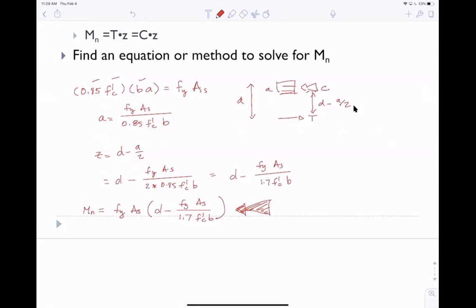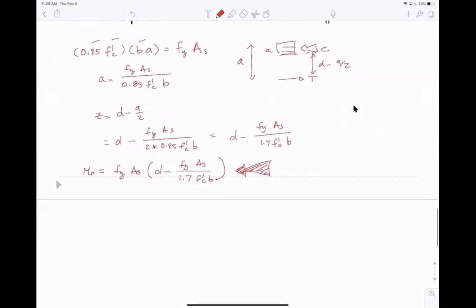But really, I find it easier just to do the numbers. If you want an equation, you could use this. And we're going to non-dimensionalize this equation, but that will be in the next lecture. So there you have it, an equation for Mn that you could put into Excel, but we're going to make it even more convenient in the next lecture.